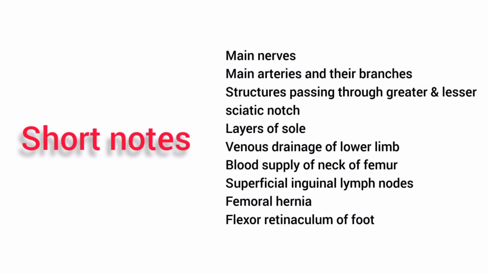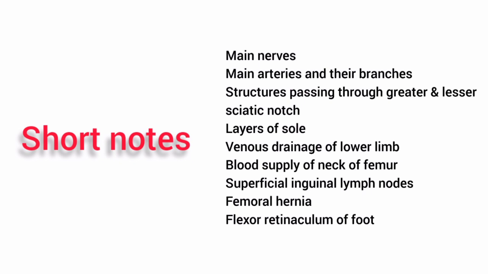Next up are the main nerves of the lower limb, which include the femoral nerve, obturator nerve, accessory obturator nerve, superior gluteal nerve, inferior gluteal nerve, nerve to quadratus femoris, nerve to obturator internus, sciatic nerve, tibial nerve, common peroneal nerve, deep peroneal nerve, superficial peroneal nerve, and the plantar nerves. You need to know about all the course and the supply. Next are the main arteries and their branches, which include the femoral artery, which has seven branches, then popliteal artery, anterior tibial artery, dorsalis pedis artery, posterior tibial artery, peroneal artery, medial plantar artery, lateral plantar artery, and the plantar arch.